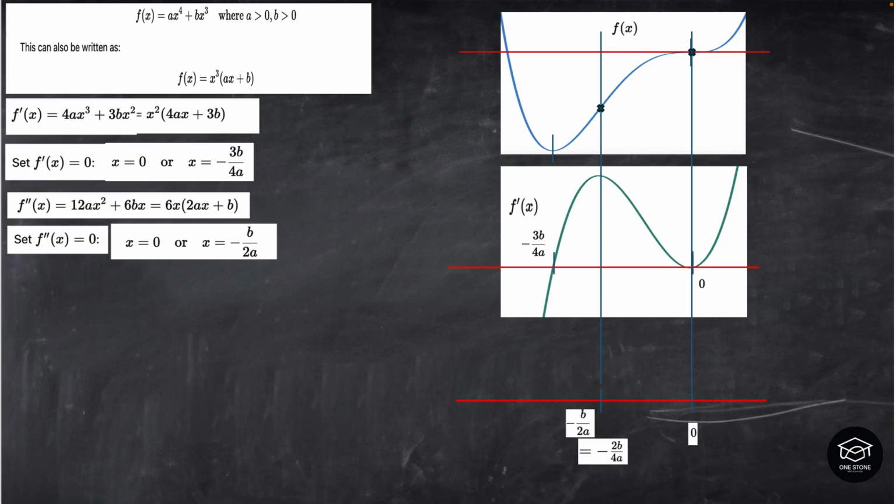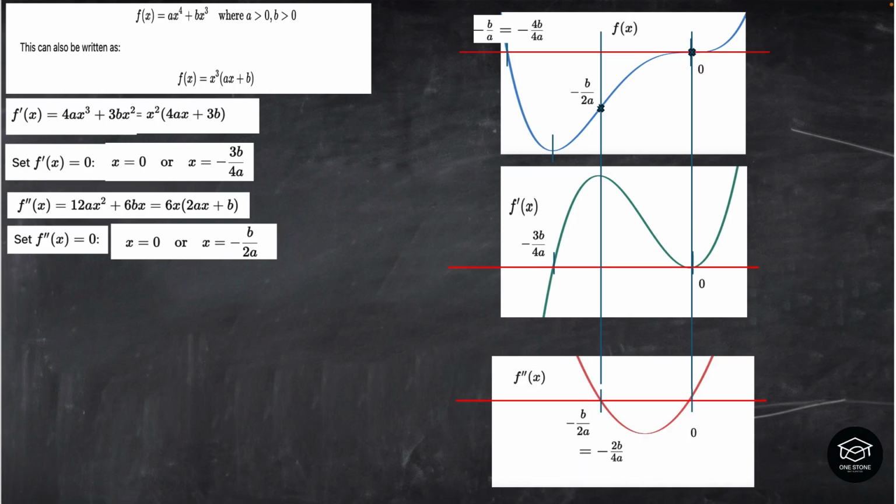Now, let's look at the key x values we've found so far. We have an x-intercept at x equals negative b over a. A local minimum at x equals negative 3b over 4a. An inflection point at x equals negative 2b over 4a. And another inflection point, an x-intercept at x equals 0.